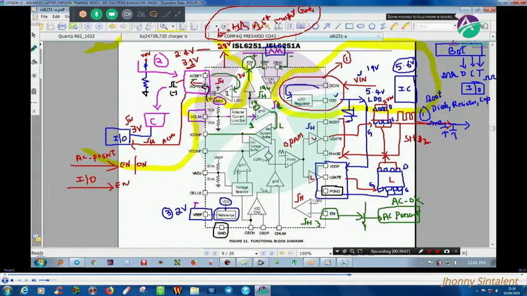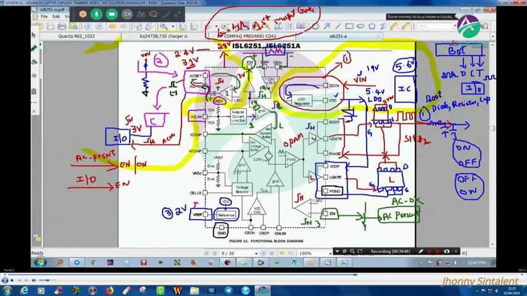So when the upper MOSFET goes to on condition, the lower MOSFET will go to off condition. This is the work of the microcontroller op-amp IC. When the upper MOSFET is on, you will have a high pulse coming here. When the lower MOSFET is off, now the upper MOSFET will go to off condition. Now the lower MOSFET will go to on condition.